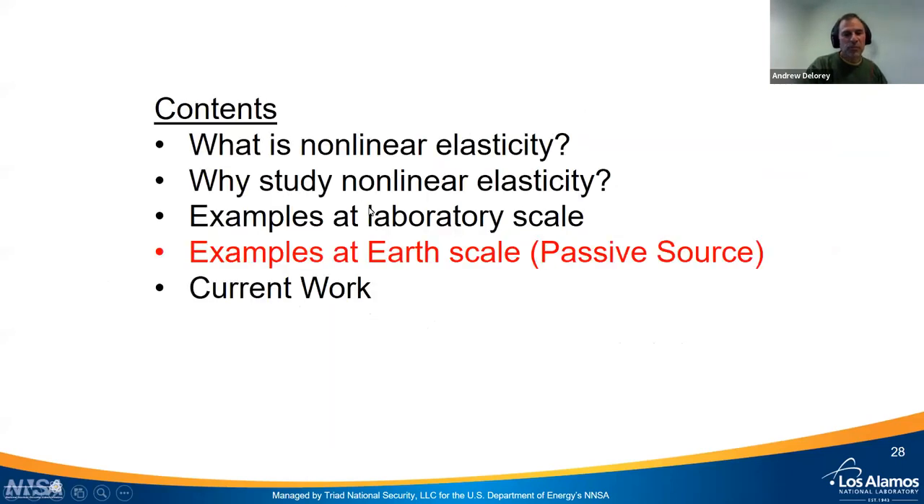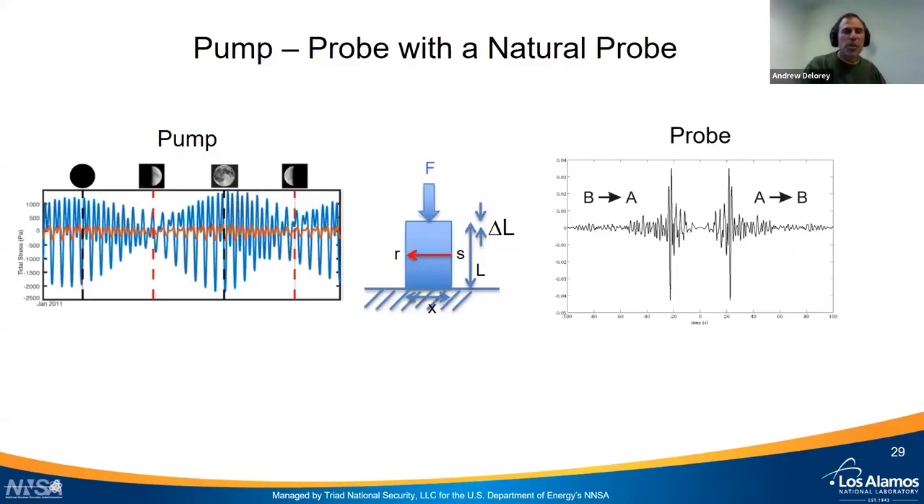So now I'm going to talk about some other examples at Earth scale, but these are passive source. And so this is a pump-probe with a natural probe. The pump in this case is going to be the solid Earth tides, and the probe is going to be empirical Green's functions.